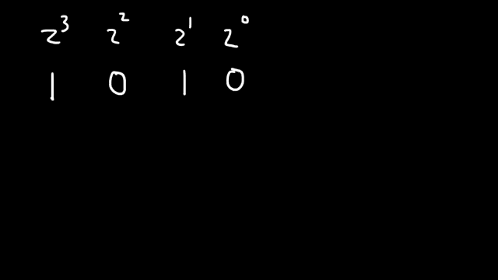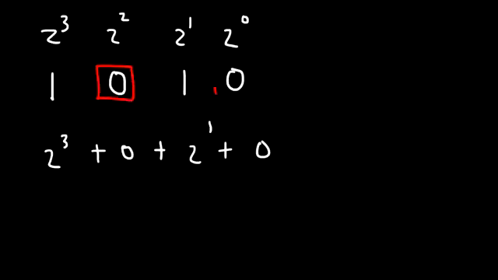So 1 times 2 to the third power is equal to 2 to the third power. And then if we multiply 2 squared by 0, that's going to give us 0. And we're going to add these values. And then it's going to be 1 times 2 to the first power, which is just 2 to the first power. And then 0 times 2 to the 0 is 0. So everywhere you see a 0, you can ignore it. We only need to focus on the numbers that contain a 1.